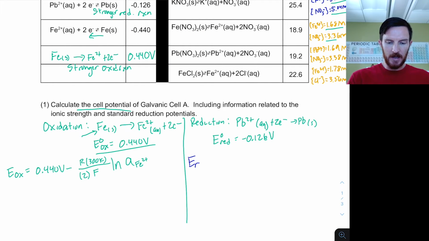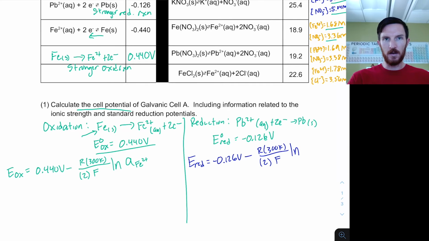Then we go to our reduction side, and so now we have our standard reduction potential, negative 0.126 volts, minus R, at 300 Kelvin. We have 2 electrons being transferred here, and then our value for the Faraday constant, natural log. For our products, we have no aqueous ions, nothing that's going to change in concentration. Our reactants is our lead ions, so we'd have that divided by the activity of our lead ions.